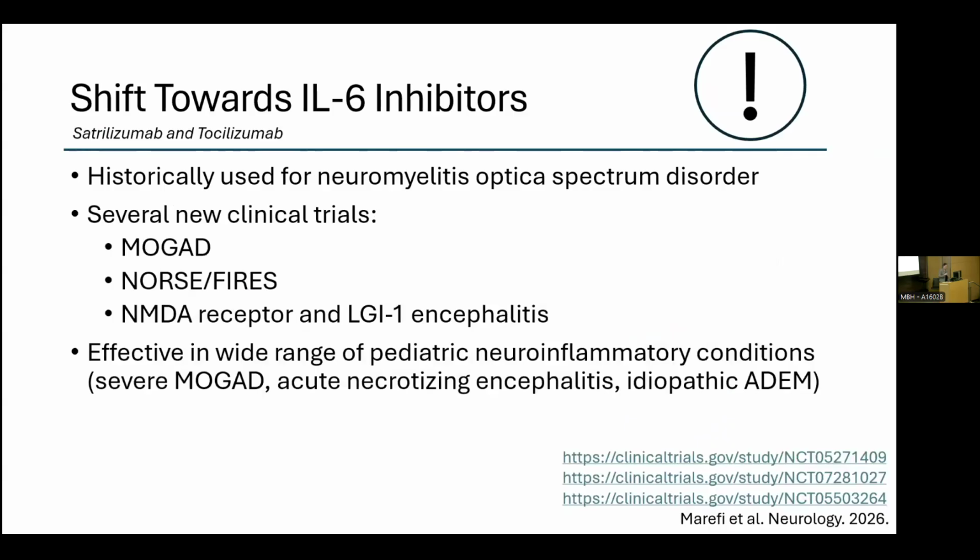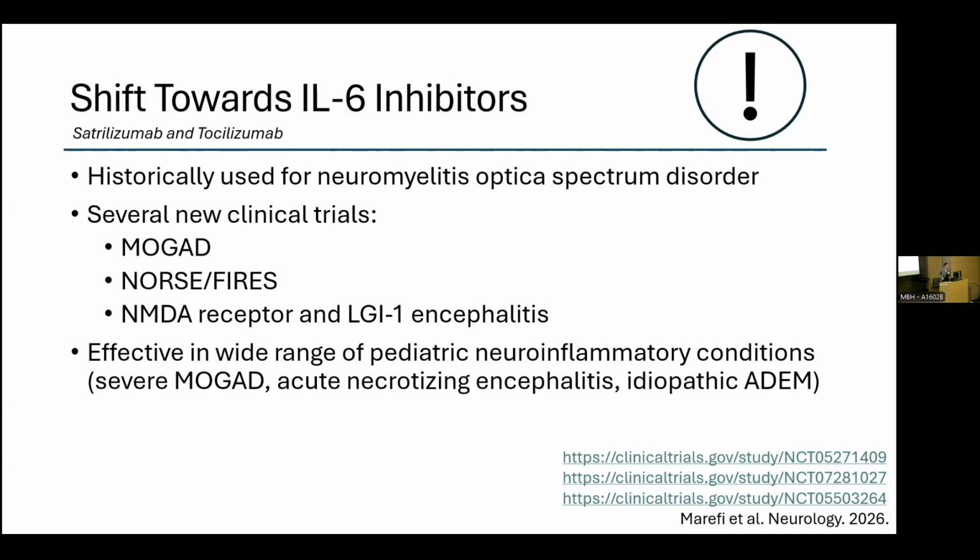These medications, again satralizumab and tocilizumab, historically have been used for neuromyelitis optica spectrum disorder, also used a lot in the rheumatology world, less historically used for other sorts of neuroinflammatory disorders. But there have been 3 recent clinical trials that are ongoing that actually are studying this. One in MOGAD, with recent results just presented at the last neurology conference, said that satralizumab really does decrease the rates of relapse in relapsing MOG.